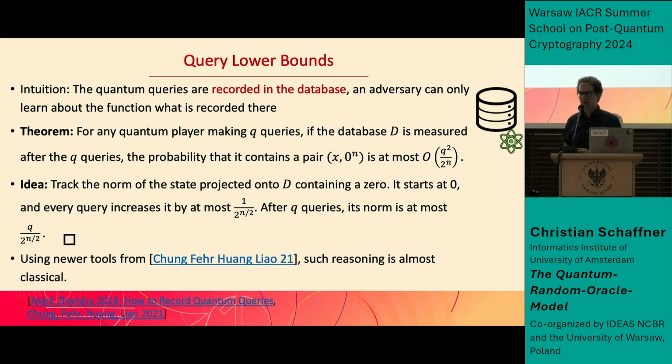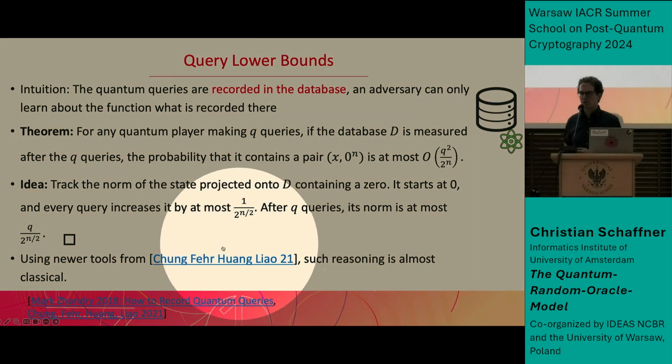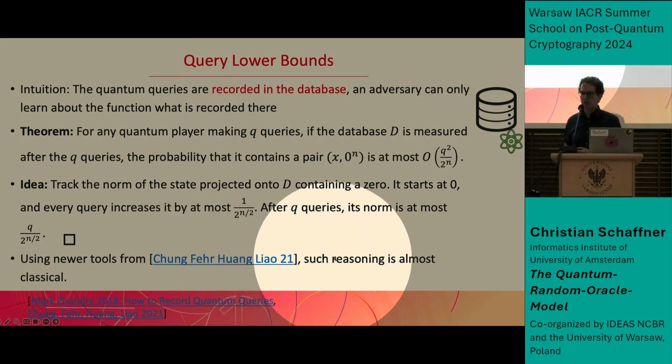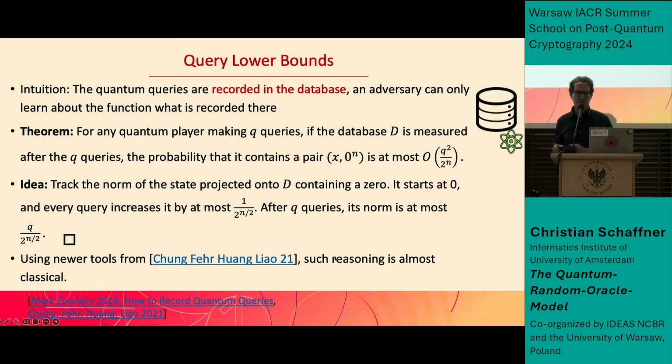The cool thing is that if you use newer tools, for instance from this paper here, you can abstract away the quantum reasoning again. This is the typical thing that we often try: to make it as easy as possible to use these results, and build a framework around it that allows you to reason more classically, because quantumly it's often not very intuitive. So this is something you can do.